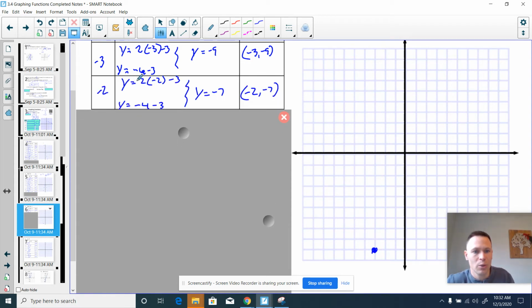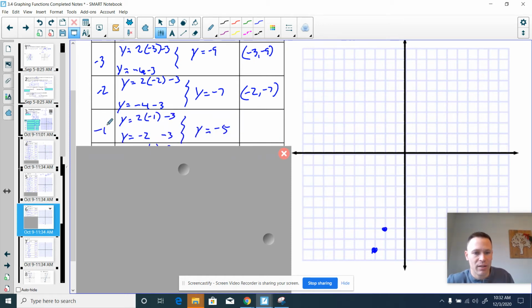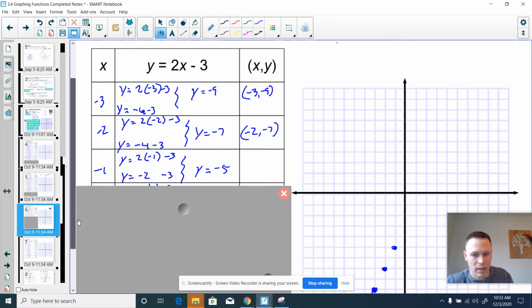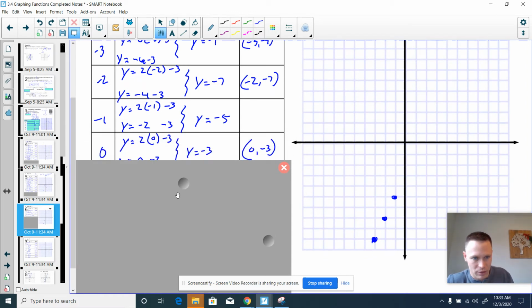Substitute in negative 2. Same type of work, right? I get negative 7, negative 2, negative 7 is right there. Negative 1, I substitute in. Negative 1 times 2 is negative 2. Subtract 3 more and I get negative 5. So that's going to be right here. And again, looking at this one, it wasn't squared, so I know I'm going to get a straight line. It's turning out that way, so that looks good.